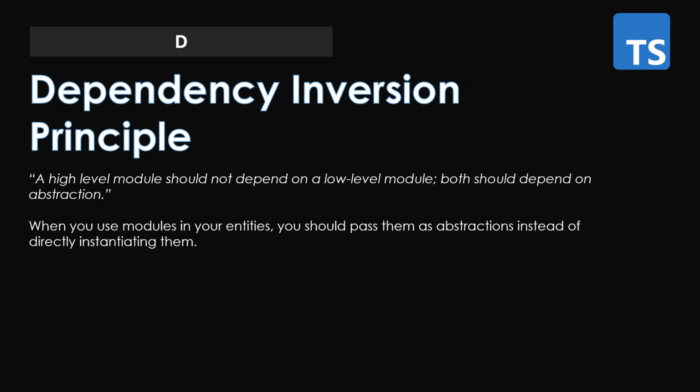Alright. When you use modules in your entities, you should pass them as abstraction instead of directly instantiating them. That is what the dependency inversion principle says, and you will understand more by writing some code. So let's move on to our IDE to write some code.